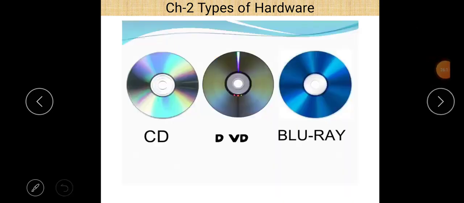Now this is the diagram of CD, DVD and Blu-ray disc. You can easily see that all of them are optical discs, and the density of Blu-ray disc is much higher than that of the DVD, and the density of DVD is much higher than that of the CD. So CD generally stores data up to 700 MB, DVD stores up to 1.7 GB, and Blu-ray disc up to 25 GB generally.